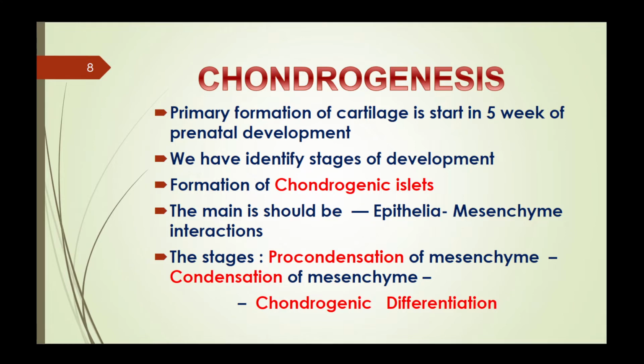ectoderm, which will give rise to the formation of epidermis and maybe some glands. At this moment, these elements of ectoderm, the epithelial lining, stimulate the regional transformation of the area of the future joint into mesenchyme, so mesenchyme transformation into cartilage. The stages of this process are: precondensation of mesenchyme, the first stage; next, condensation of mesenchyme; and the next is chondrogenic differentiation.